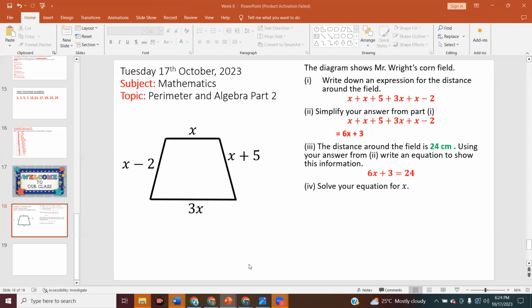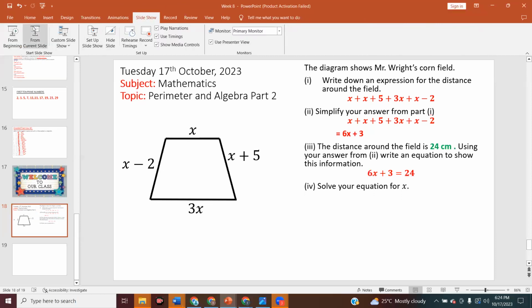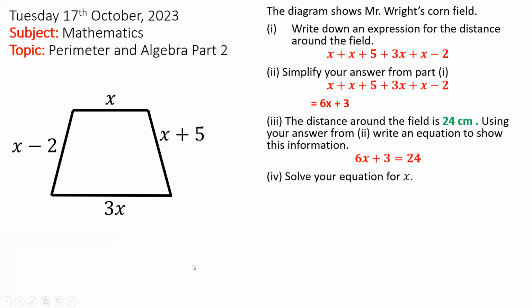So our equation is 6x plus 3 equals 24. Good. Excuse me, Susie, go ahead. Would you ever get a whole number? Would I ever get a whole number? Yes, when you're doing this, the answer is going to be a whole number for this question. Okay, just making sure.